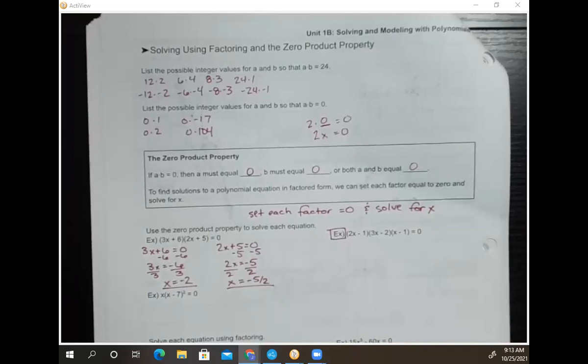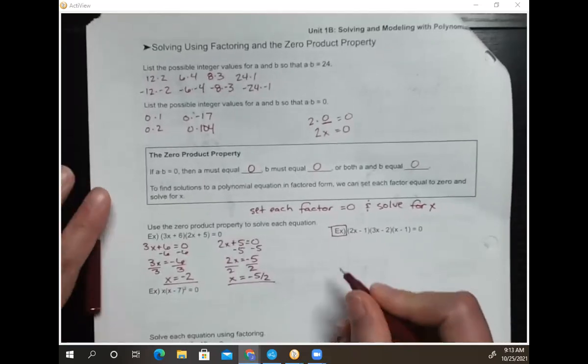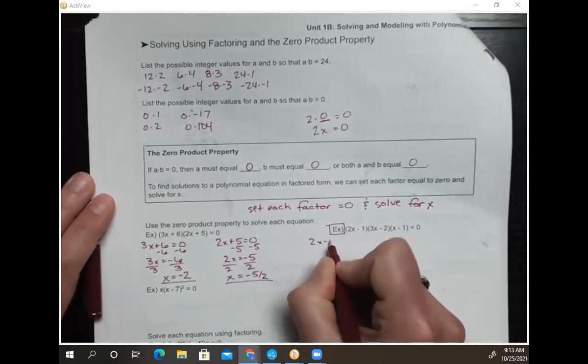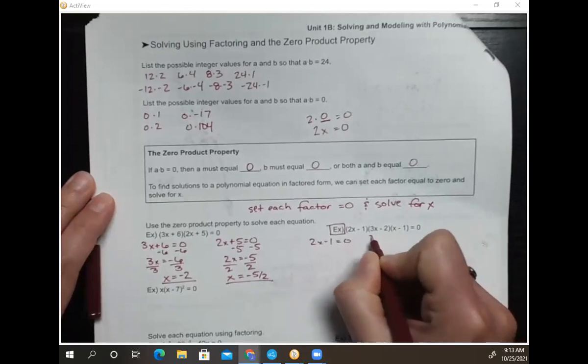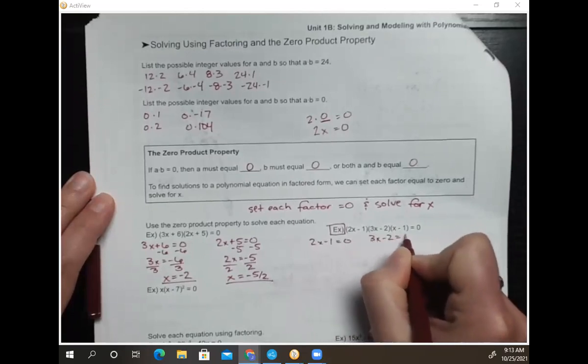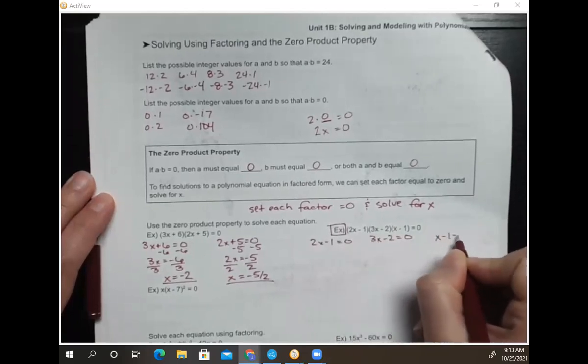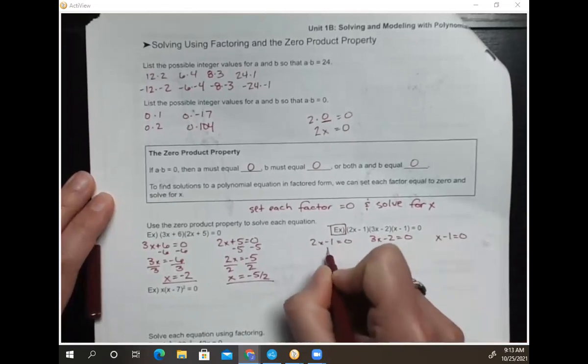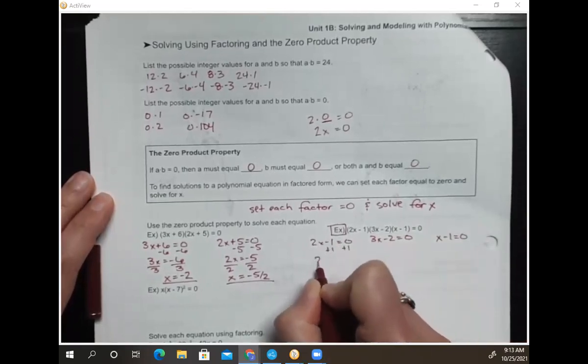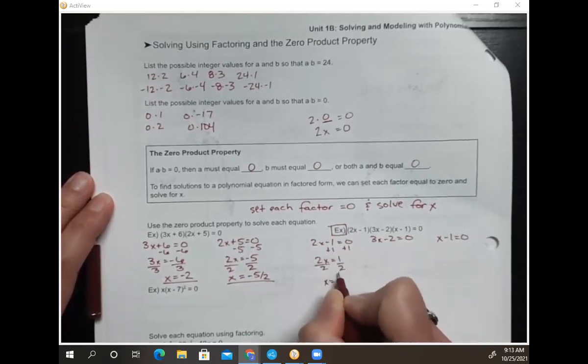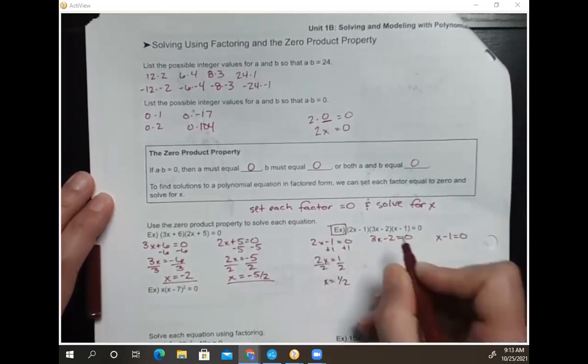Okay, let's take a look. So we've got 2x minus 1 equals 0, 3x minus 2 equals 0, and x minus 1 equals 0. Again, our goal is to get x by itself. So my first solution is x equals 1/2.